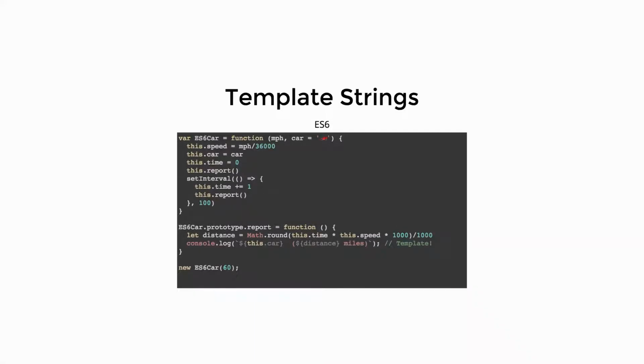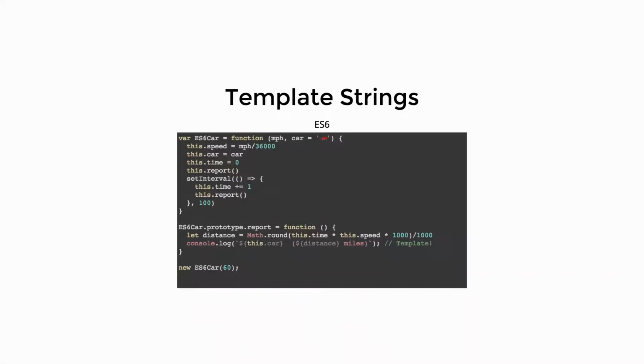ES6, we have, like PHP, default car equals emoji. So that's how you do a default there. But the template string is this part down here on the console log at the bottom. Console log this car, distance in miles.